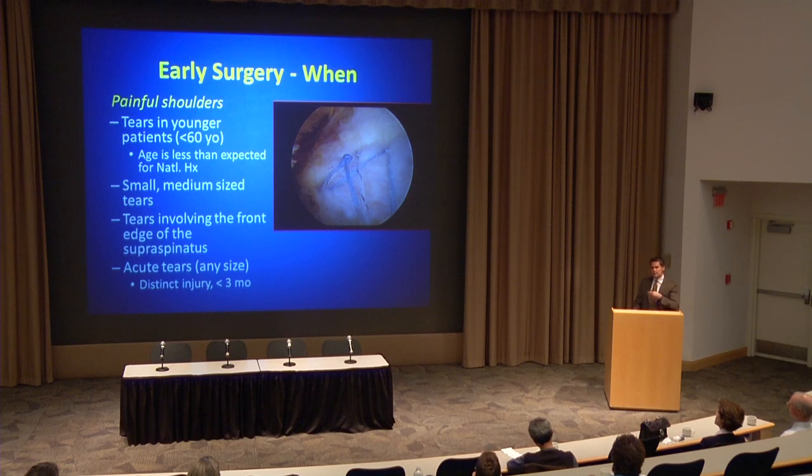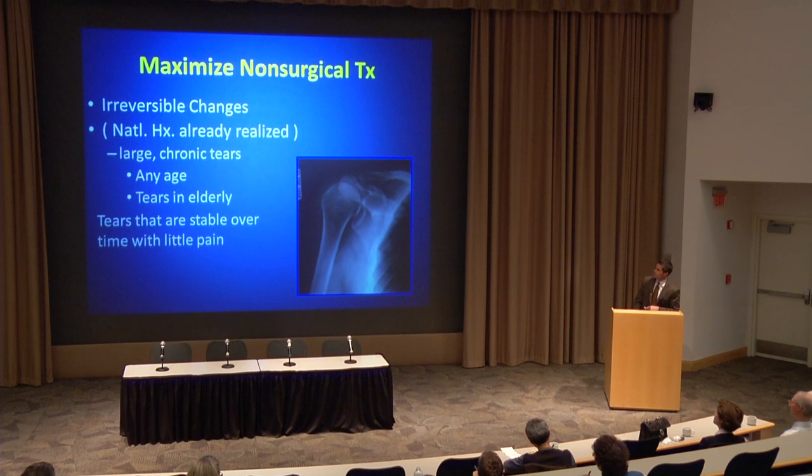So in those tears, the tendon has not been detached long enough to start to develop the chronic changes that can affect the outcome of surgery. So these are the patients that we generally think are your ideal early surgery candidates, and a lot of these decisions have come from the data we obtained from the natural history study.